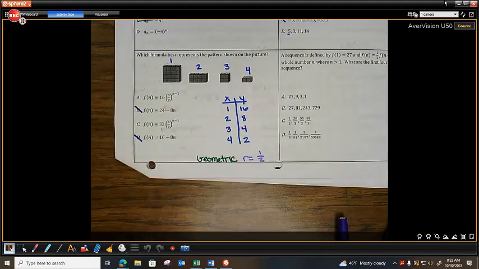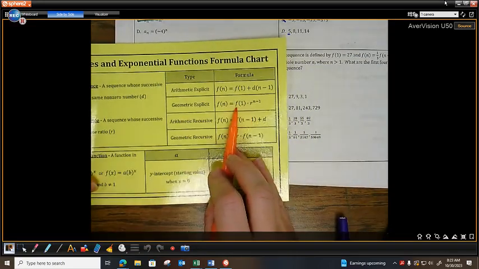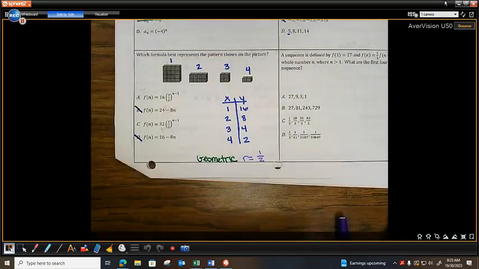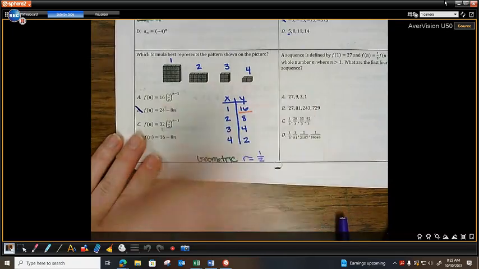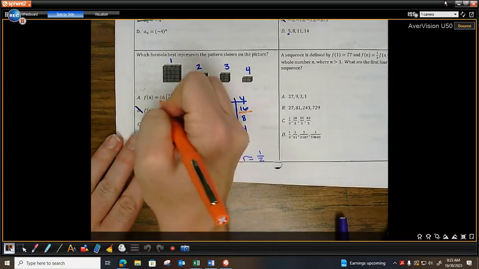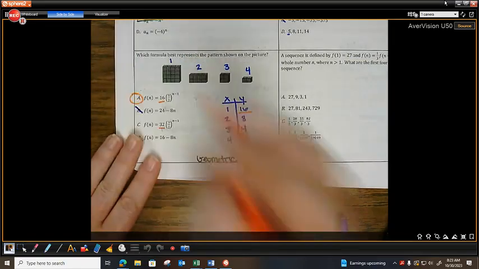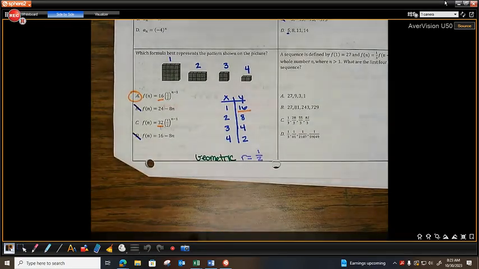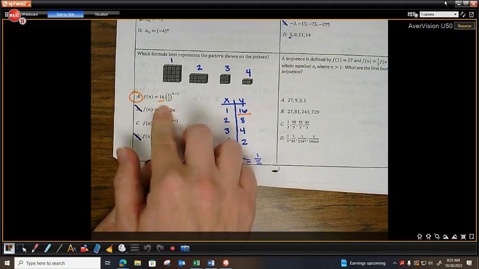If we look at our geometric explicit, it's f of 1 times r raised to the n minus 1. That f of 1 means your first term's value. My first term's value is 16. Which of these has a first term of 16? A. Also, do you see an f of n minus 1? No, I see an n minus 1, but that's not the same as f of n minus 1.